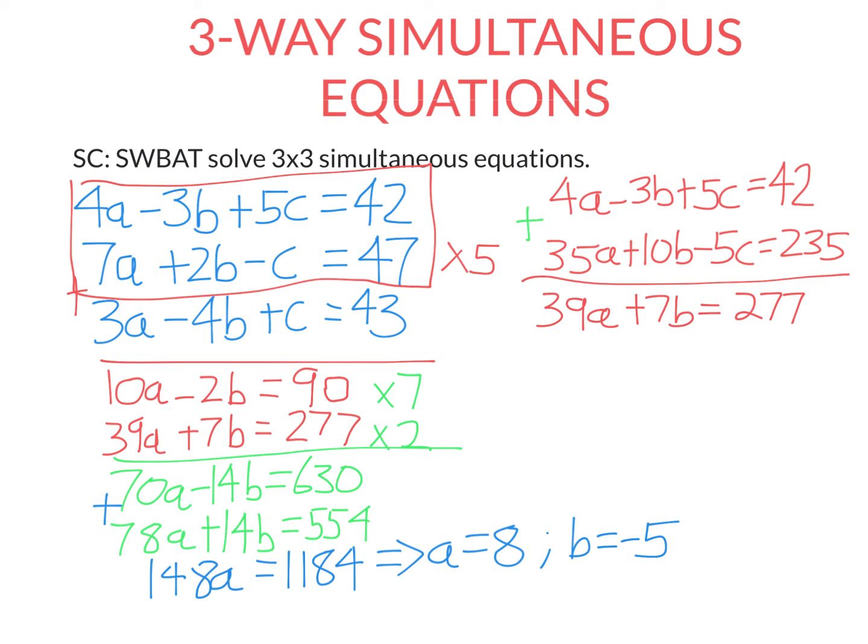So once we've found the first 2, finding the third one should be easy. If I substitute both of these into, say, this equation, I could have chosen one of the others, but I'll do it to this equation. I get 32 plus 15 plus 5c equals 42, c equals -1, and then I'm done.